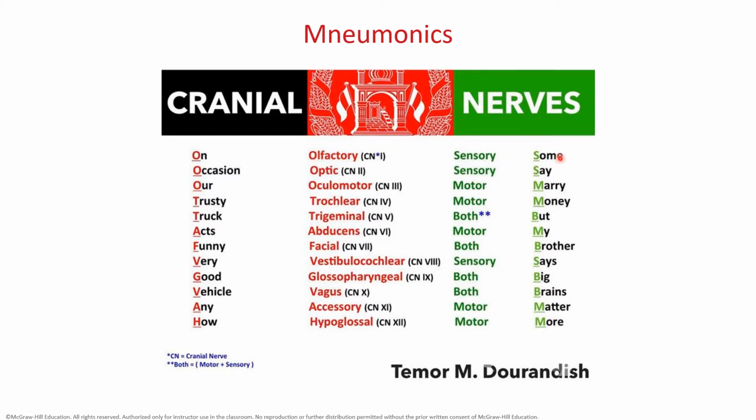And then you can also put in this other mnemonic: some say marry money, but my brother says big brains matter more. So that'll help you keep it straight, whether the nerve is a sensory nerve, a motor nerve, or a mixed nerve, if it's both sensory and motor. So right when you get your test, I would highly recommend writing this all down until you have it down, and even when you have it down, just to double check yourself to make sure you're understanding it correctly. So definitely pick up a mnemonic.